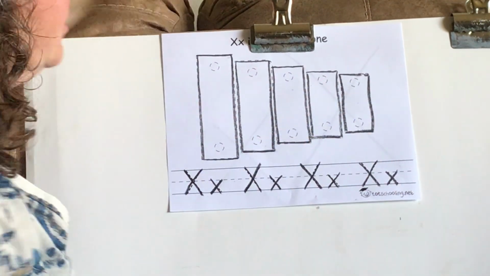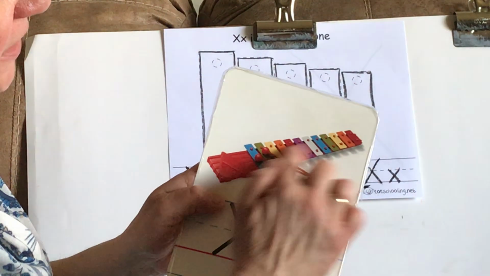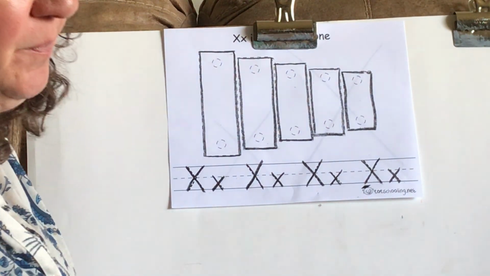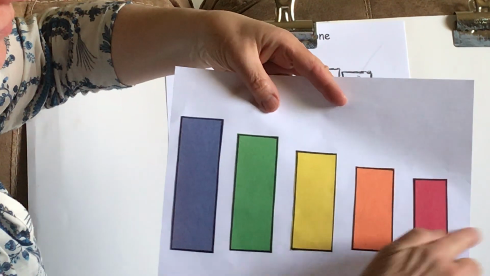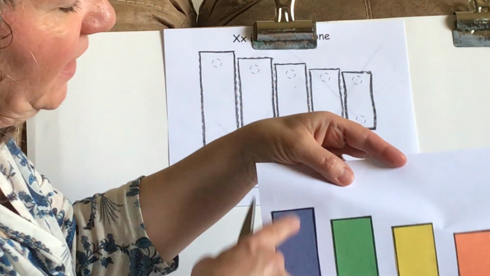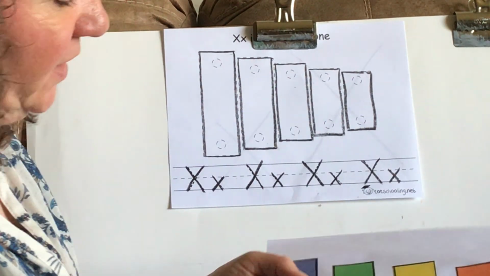Okay, so now we traced our xylophone, but now what we're going to do is we're going to make it all pretty colors like this one here. All right, so I sent you this paper, and we have the different colors of the xylophone. So what we're going to do is we're going to very carefully cut these out. Okay, very, very carefully we're going to cut these out.